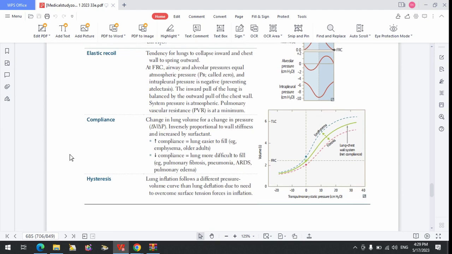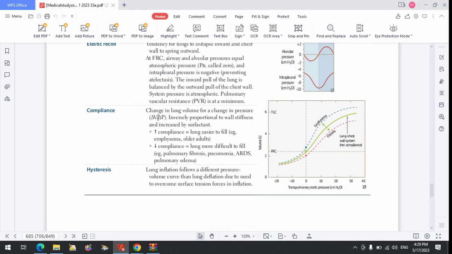Okay. So compliance. Compliance is talking about change in volume for a change in pressure. That is, if I apply pressure to a container, it's going to increase in volume so that I can accommodate that pressure. That is compliant. If I blow air into a balloon and it's stretching, it means that that balloon is compliant. If I blow air, that's a pressure, into a container and it's not expanding, it is less compliant.